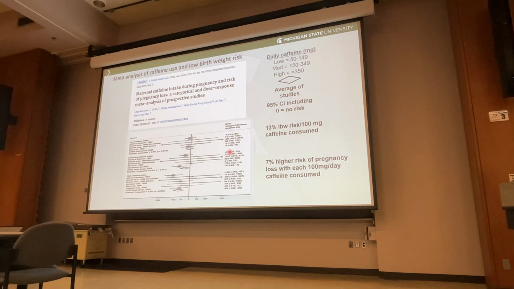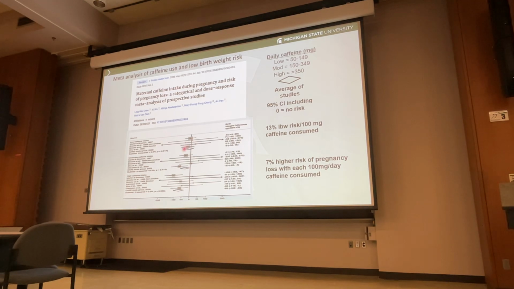All right. So, getting back to that, the problem that happens with caffeine, especially with newborns or in utero babies, as this shows, this is a meta-analysis that looked at caffeine use and low birth weight risk. Okay, so here is a list of all of the different studies. They have them broken into low, moderate, and high caffeine intake.